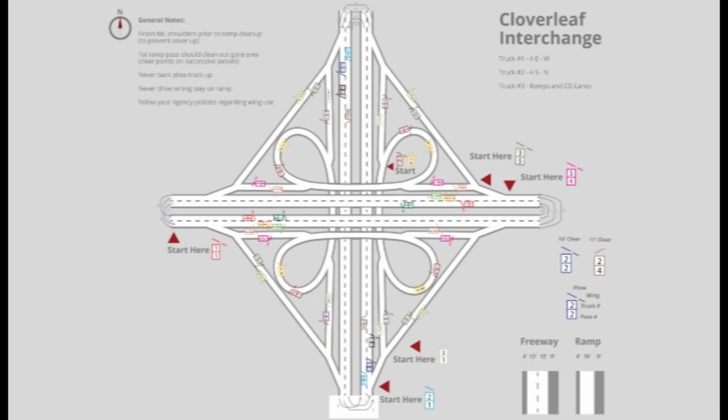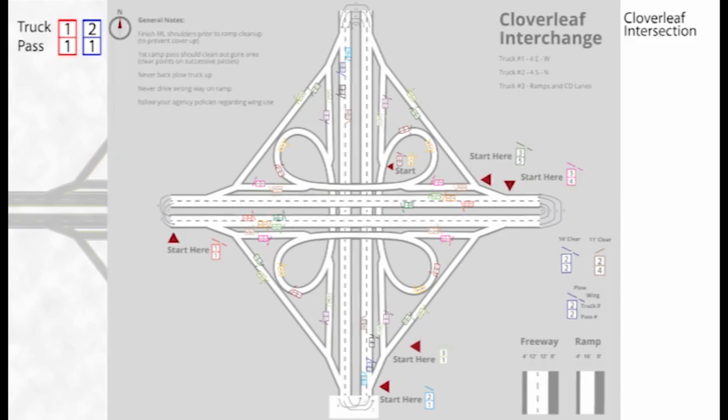In our example, a full Cloverleaf interchange with CD lanes, the through lanes are 12 feet wide on both the highway and the crossroad with 4-foot wide left shoulders and 8-foot wide right shoulders. The lanes on the off and on ramps are 16 feet wide with 4-foot wide left shoulders and 8-foot wide right shoulders.